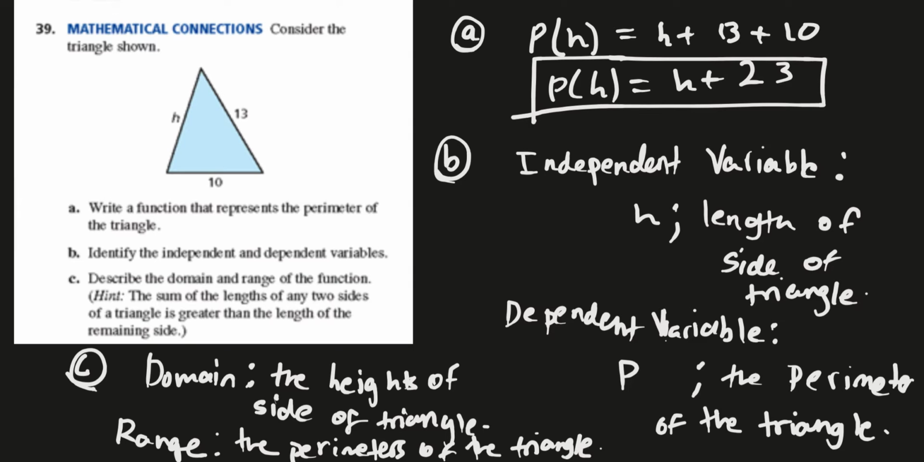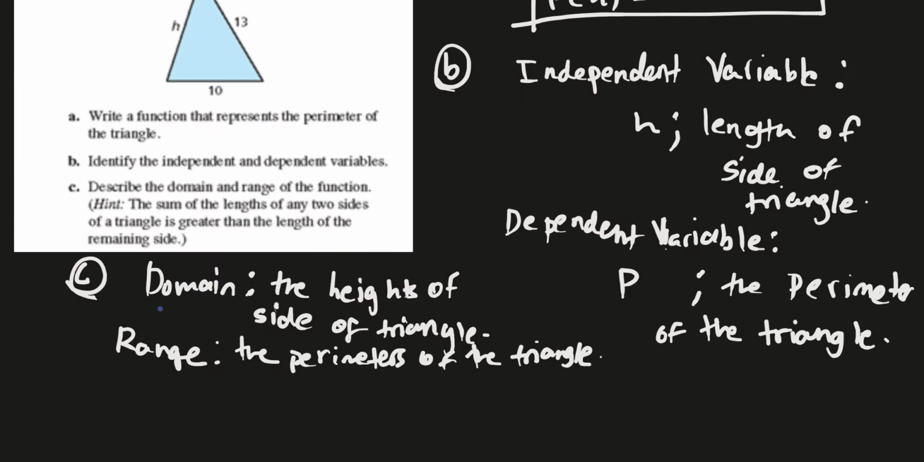Now let's actually define the range. Now we can use the hint. You might already know this, but this hint is going to help us solve this problem, as hints should do. They should help us. So the hint: the sum of the lengths of any two sides of a triangle is greater than the length of the remaining side. How does that help us?